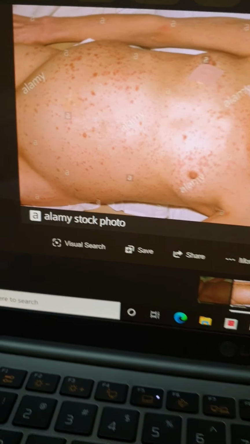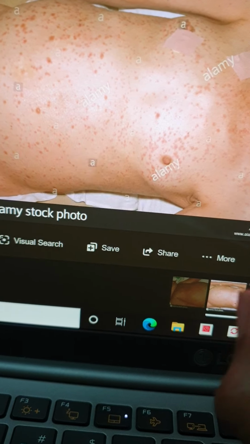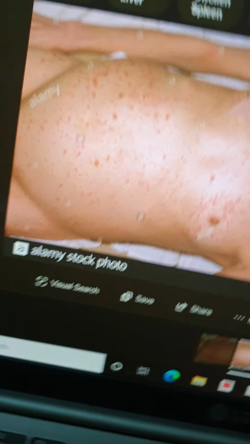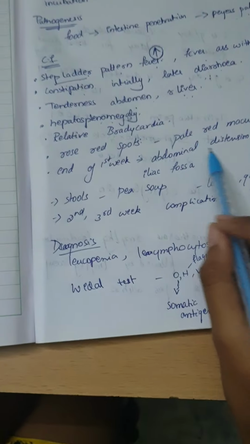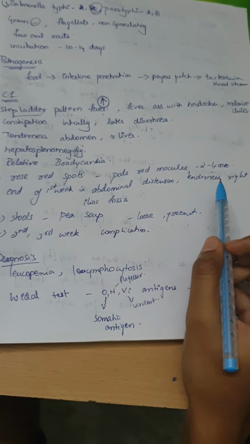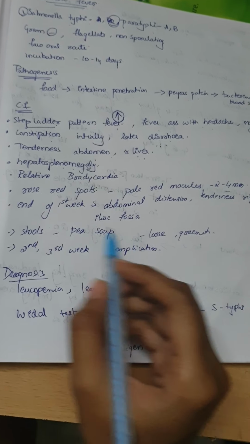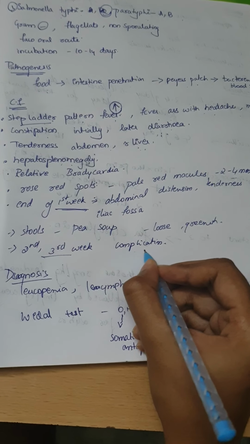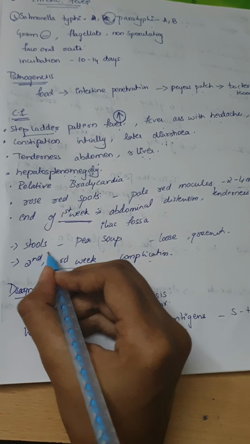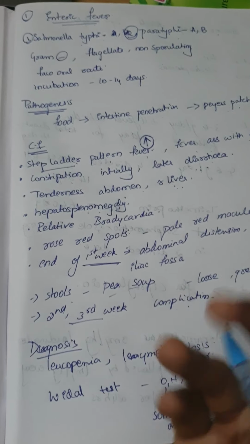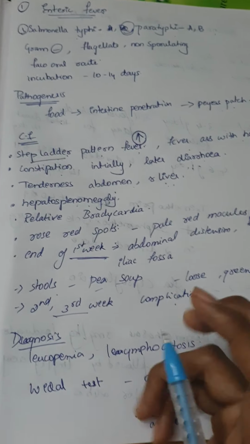I would like to show you that before so that it will be neater. So you can see these rose spots on the chest and abdomen. So that is where the spots are. Okay. And then at the end of the first week, abdominal distension and tenderness in the right iliac fossa. In the second and third week, many complications will be developing. The stool is like pea soup stool because it is greenish yellow, so that's the reason for the name pea soup, okay?